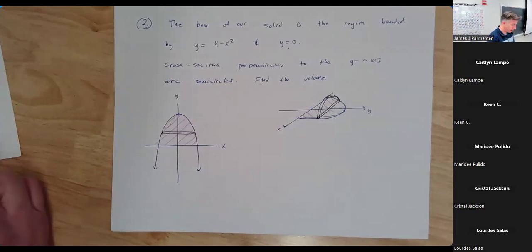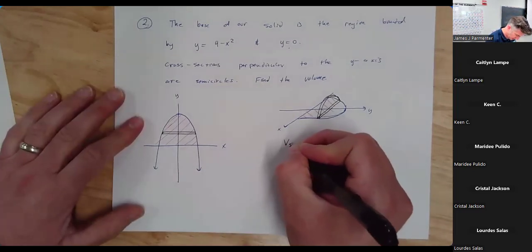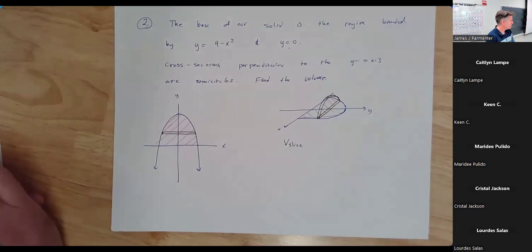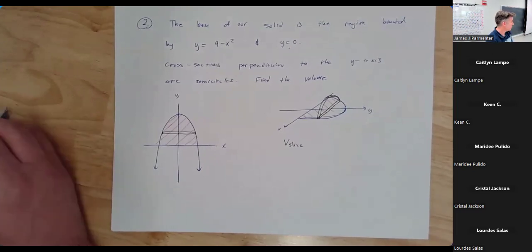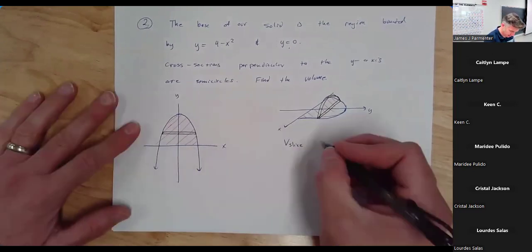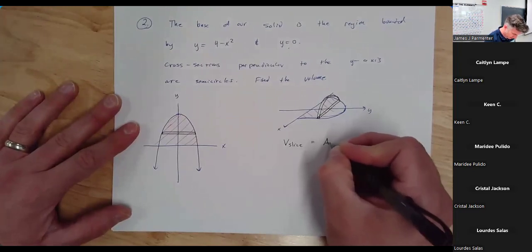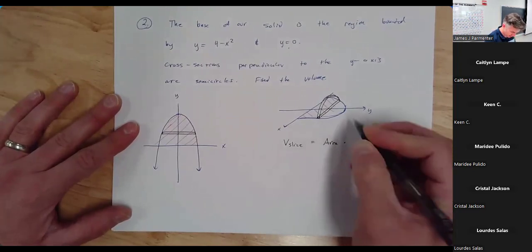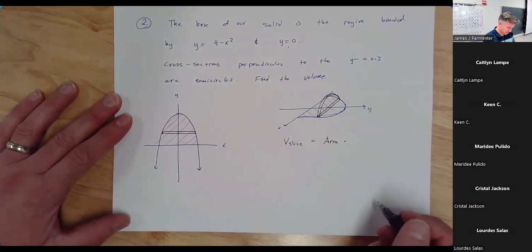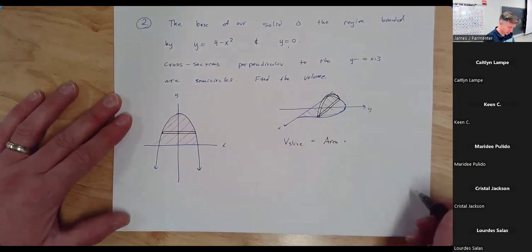So our job is to find the volume of that slice. And very generically, the volume of that slice is the area of my semicircle times the thickness of the slice, which is dy in this case.